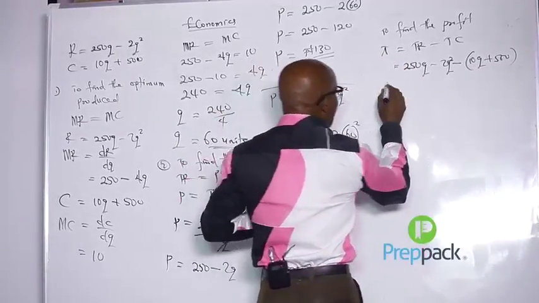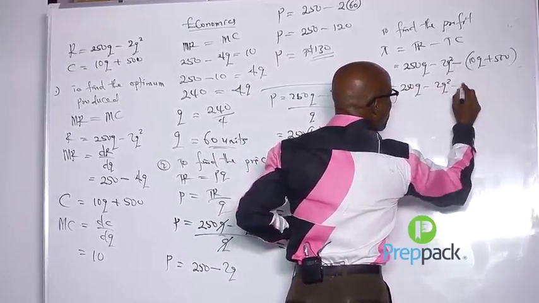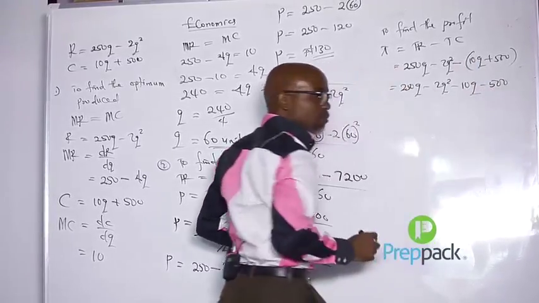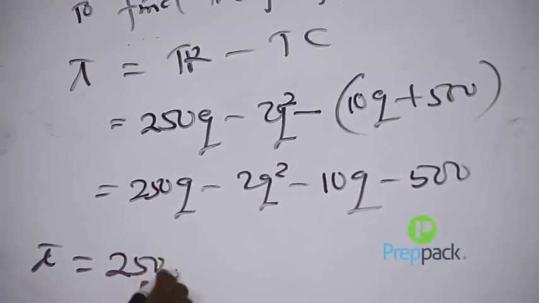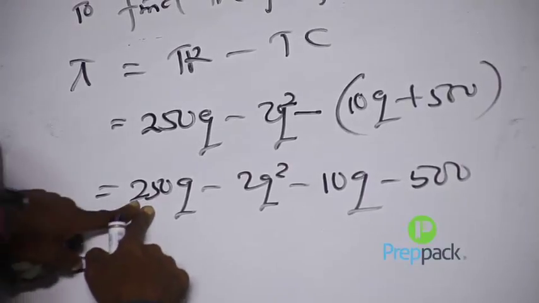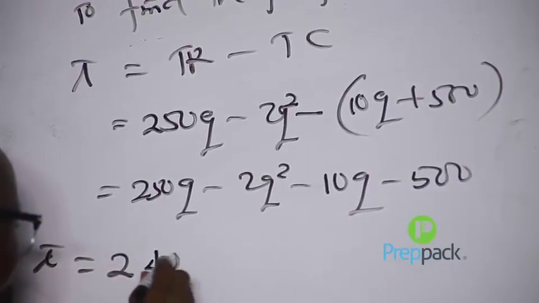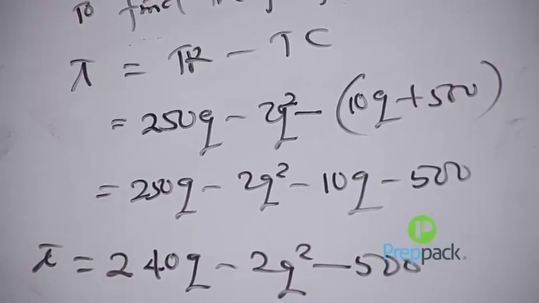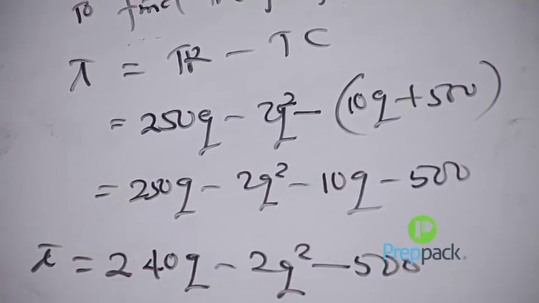When I open the bracket, it gives me 250Q minus 2Q squared. Minus times 10Q gives me minus 10Q. Minus times plus gives me minus 500. I'll then substitute, which gives me profit now equals 250. Now look up. 250 minus this gives me 240. Therefore, 240Q minus 2Q squared minus 500. It's a simple thing I've done. You know, 250Q minus 10Q gives me 240Q.